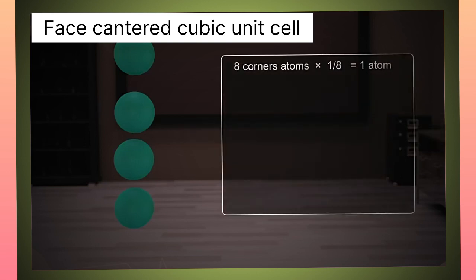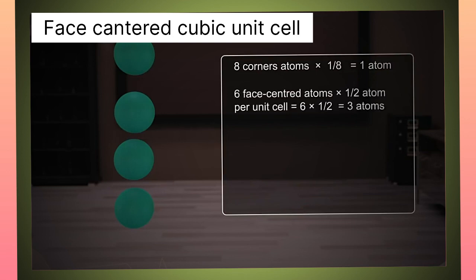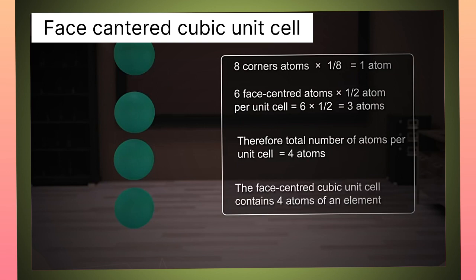Here is the calculation. 8 corner atoms multiplied by 1/8 as the contribution, as you already know, that becomes 1 atom. 6 face-centered atoms multiplied by the 1/2 contribution per unit cell, that is 6 multiplied by 1/2, that becomes 3 atoms. Therefore, the total number of atoms per unit cell of a face-centered cube will be 4 atoms per unit cell.